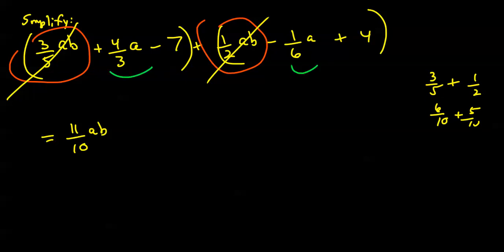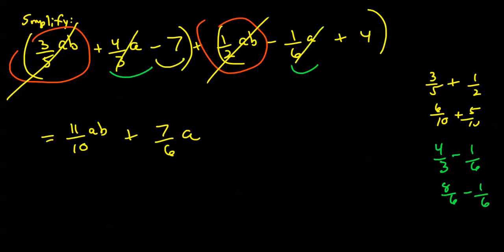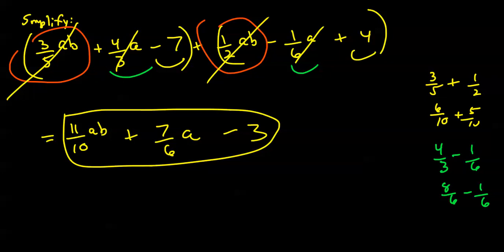Notice, the multiples of A are also like terms, so I just need to add or subtract those coefficients as indicated. 4/3 minus 1/6, we're getting a common denominator here. I'll have 8/6 minus 1/6, and that is 7/6. 7/6 times A, right? Don't forget to write the variable factor in your final answer. And now just the sum or difference of the numerical degree 0 monomials. Minus 7 plus 4 is, of course, minus 3. So there's my final answer, adding those two polynomials: 11/10 AB plus 7/6 A minus 3.